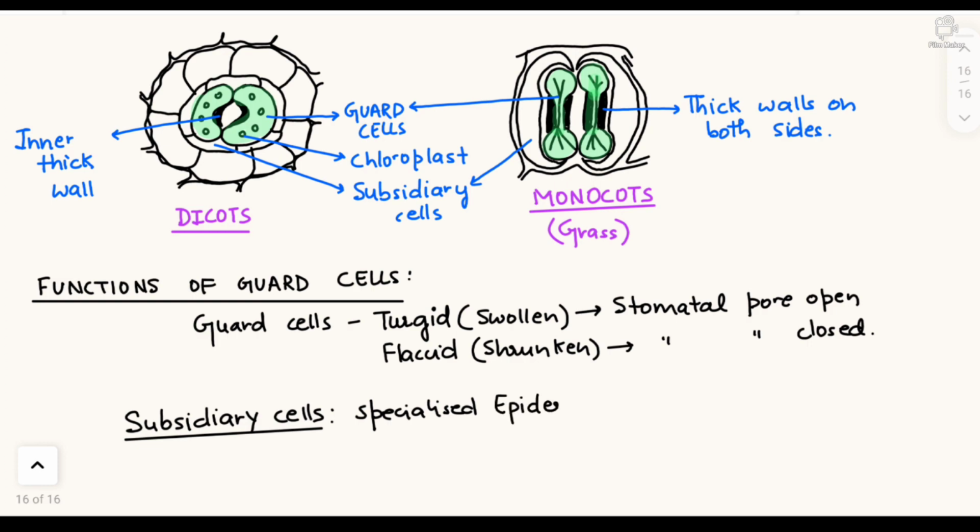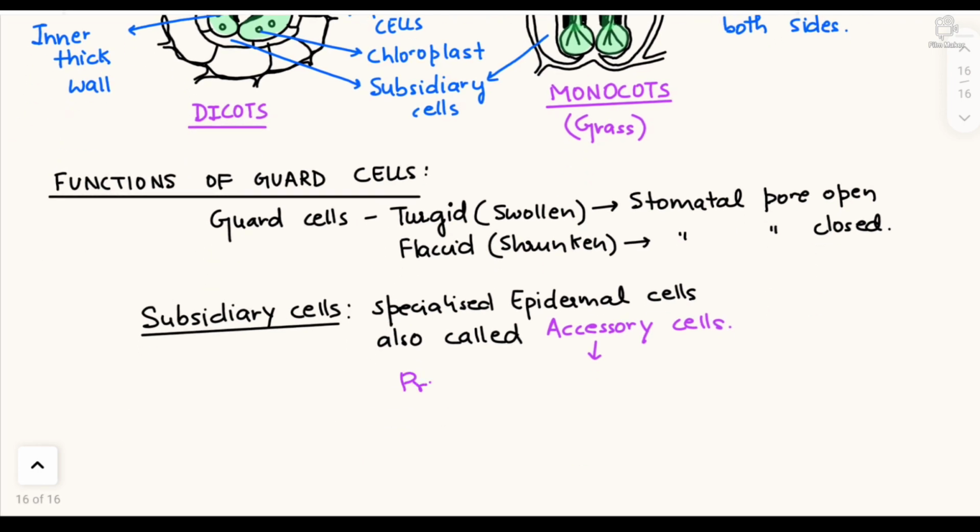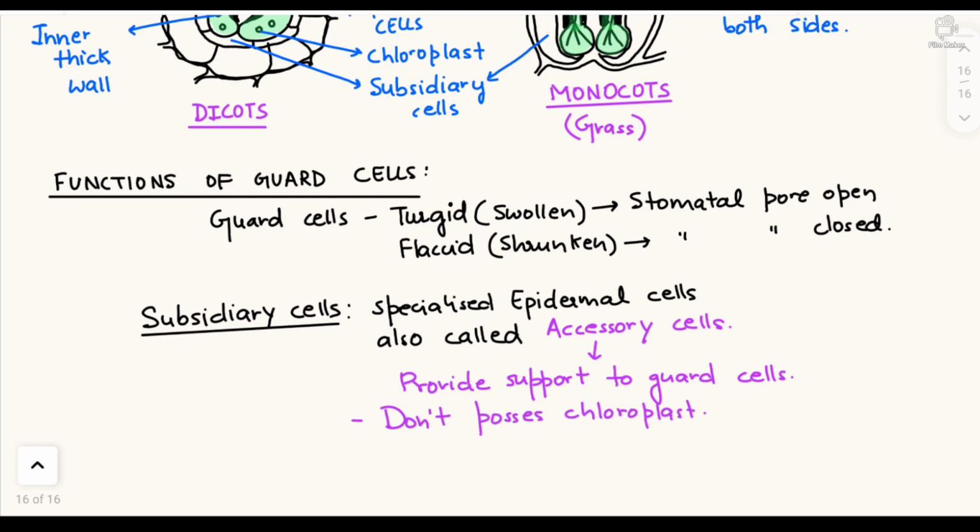Next we have subsidiary cells, which are specialized epidermal cells, and we can also call them accessory cells. They don't have any chloroplast. There is no photosynthesis. They are only known to provide support to the guard cells. So these cells surrounding the guard cells basically provide support to guard cells. So there is no photosynthesis in subsidiary cells.